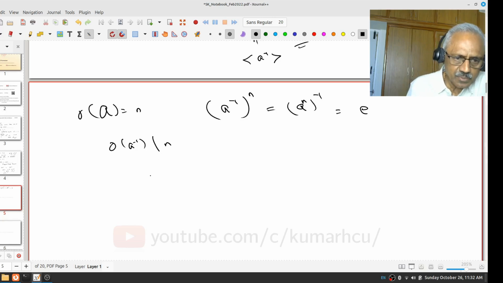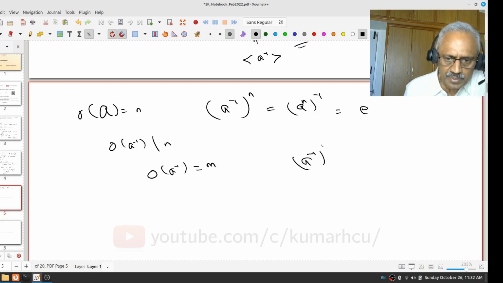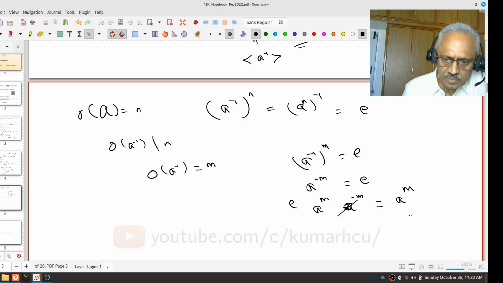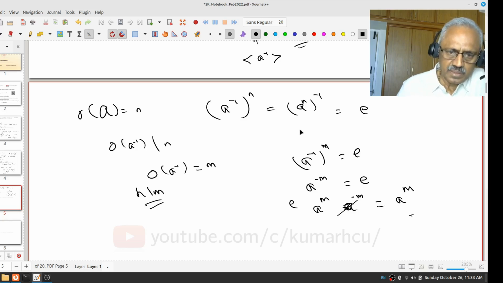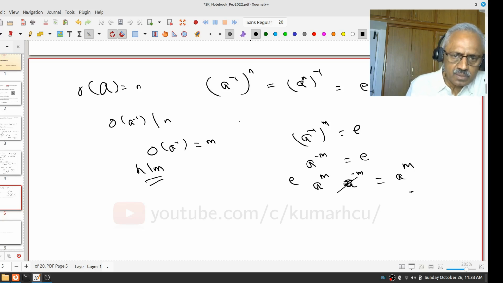But on the other hand, suppose the order of a inverse is m, that means a inverse to the power m is identity, right? That means a to the power minus m is identity. Multiply both sides by a to the power m: a to the power m into a to the power minus m equals a to the power m, and this is identity. Therefore a to the power m is identity, therefore n divides m. Therefore what have we shown? Order of a equals order of a inverse.